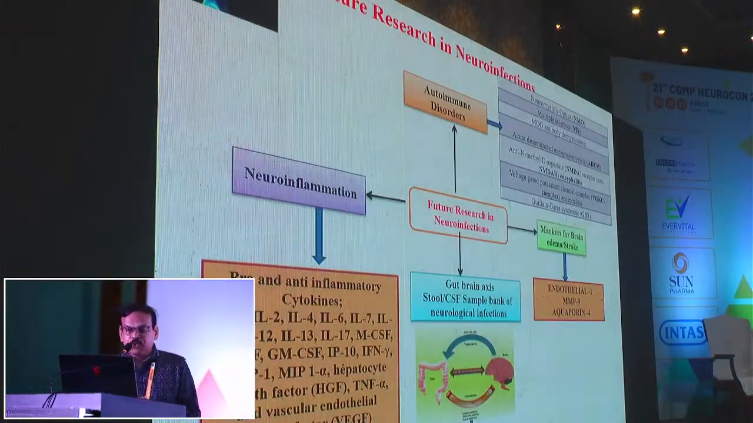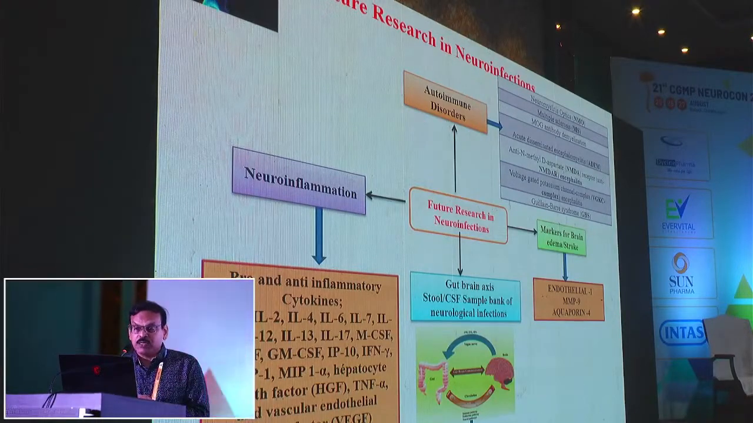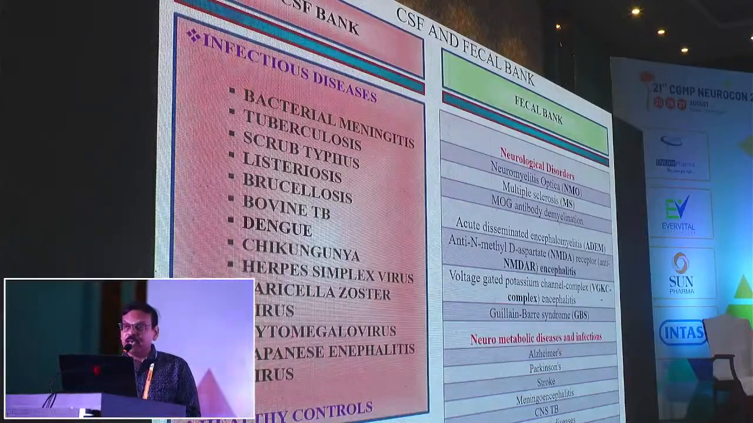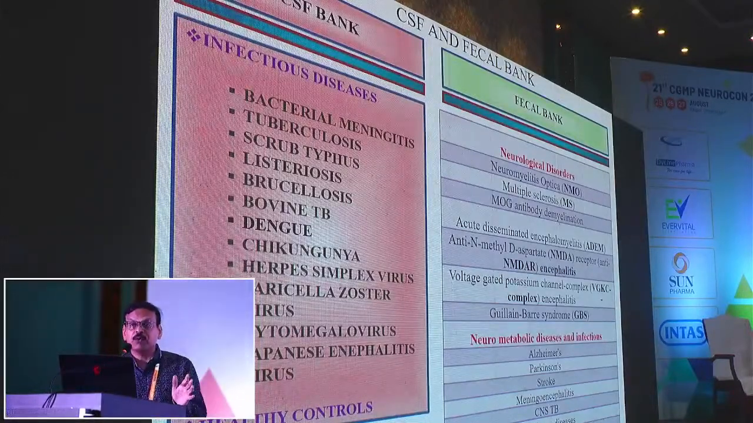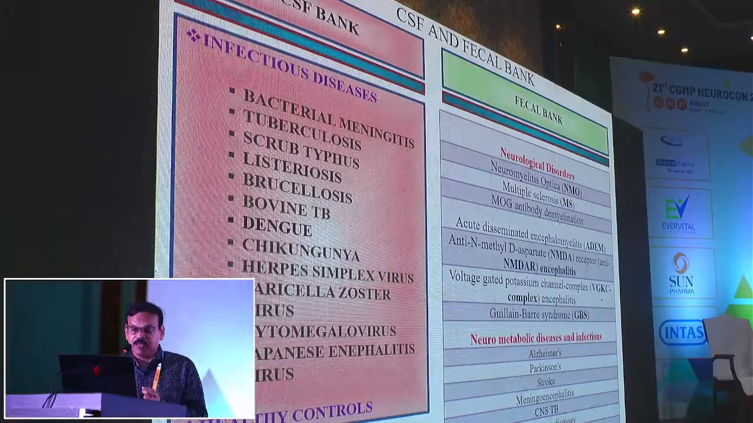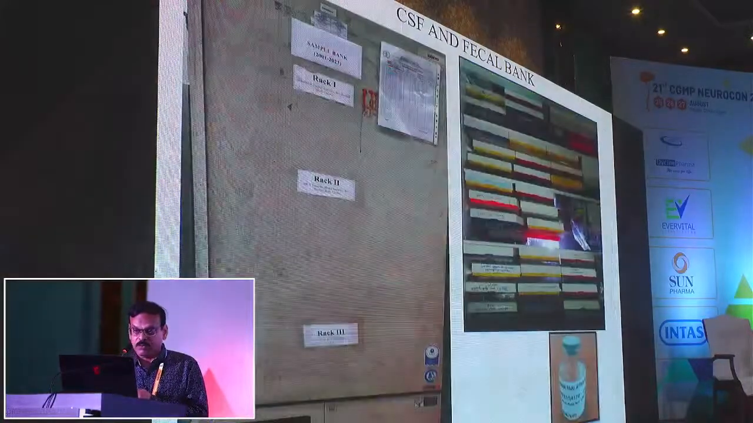We have various future plans. We don't know how much it would succeed. We are going to look at autoimmune disorders and neuroinflammations. We also plan to look at the gut-brain axis through a metagenomic approach. We have a CSF and fecal bank in our hospital, with around 5,000 CSF samples of various diseases and around 100 samples in the fecal bank. We hope that in future we will look into these samples.